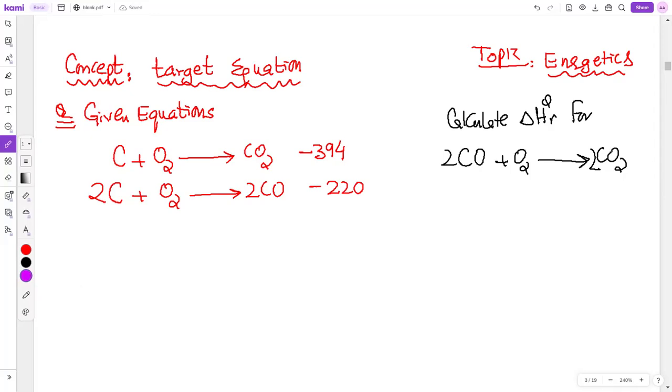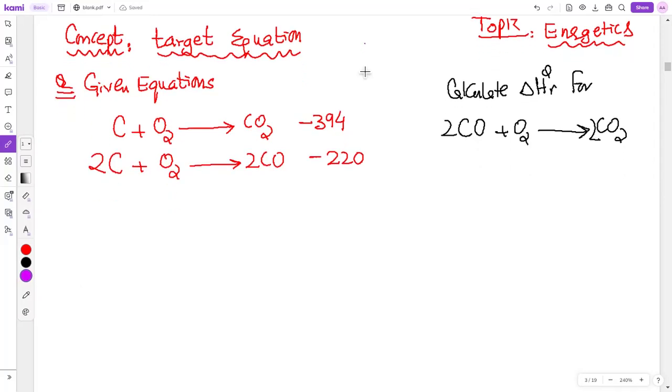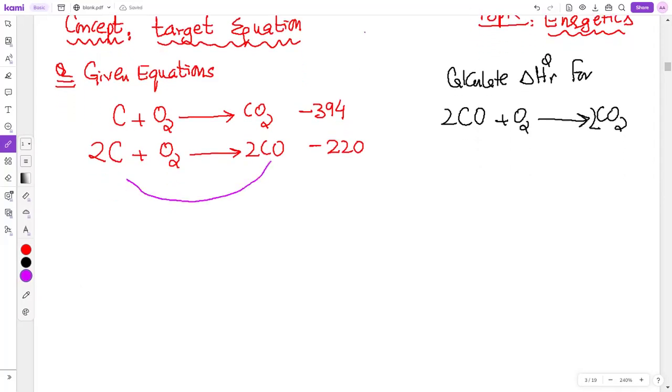Okay. So from this target equation, what are you deciding, which equation should be flipped? Second equation should be flipped. Beta, why do you think this equation should be flipped? In the required equation, carbon monoxide is on the left-hand side. In the given equation, carbon monoxide is on the right-hand side. So this compels us to flip this equation. So I will flip this: 2 moles carbon monoxide goes to 2C plus O2. Therefore, the equation is flipped, so the sign of enthalpy change will also be flipped. It becomes plus 220 now.